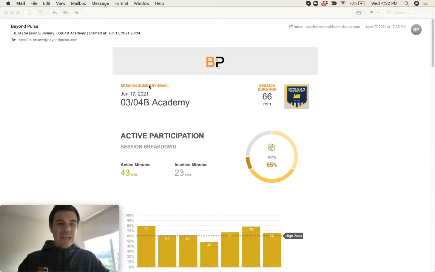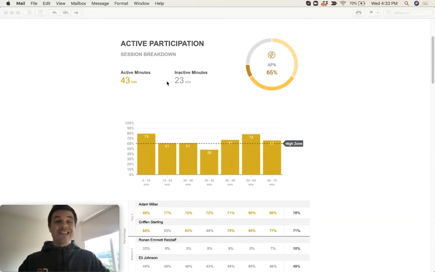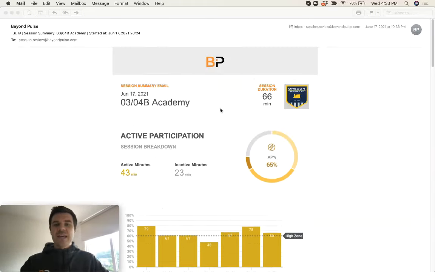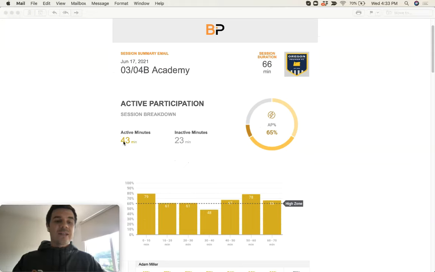Beginning at the very top, very simple. You've just got the date, the team that trained, and how long the session was. You've then got the first metric of ours, which is active participation. This shows, within the 66 minutes, how much time the players were actually active versus inactive. Here the players were active for 43 minutes and inactive for 23 minutes, which translates to 65% active participation for the session.